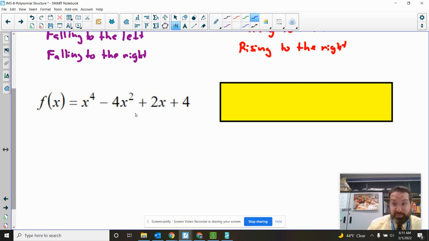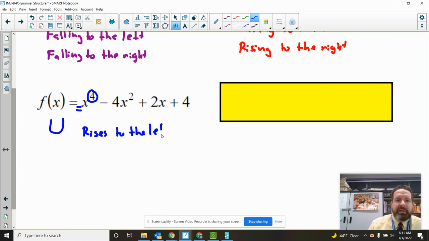Okay, if you haven't already paused, do your pause. Degree, highest exponent, and make sure you check them all because they're often in order. They're not always in order. Here's my highest variable exponent, it's even. Positive 1 as the coefficient, so it's going to be something like this. So this graph rises to the left, or rising to the left, and then also rising or rises to the right.